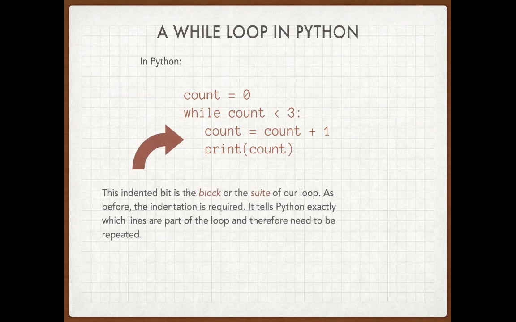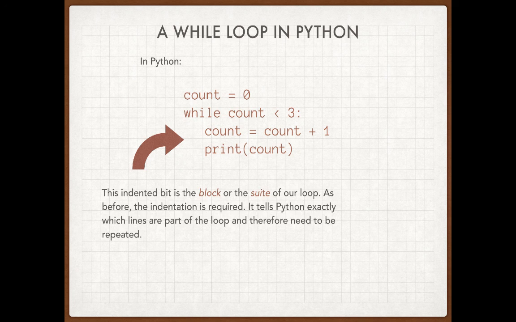Now, the syntax of the loop is really similar to what we saw when we were working with conditionals. This is one of the great things about Python. Once you get a hang of that syntax, it gets repeated everywhere. So the Boolean test, count is less than 3, is followed by a colon and followed by a block or a suite. That indented part is exactly what gets repeated as long as that Boolean test is true, right?